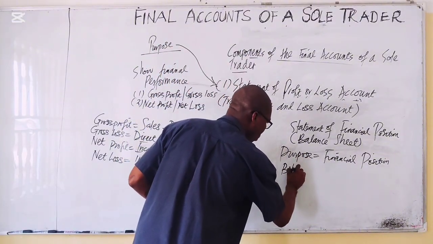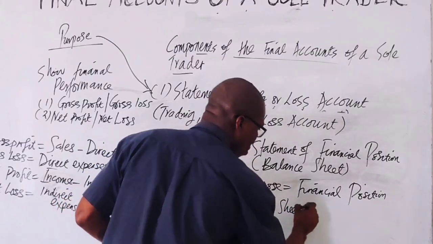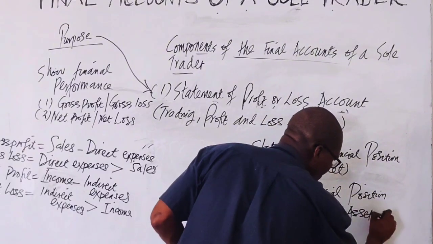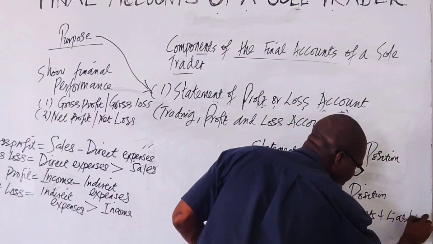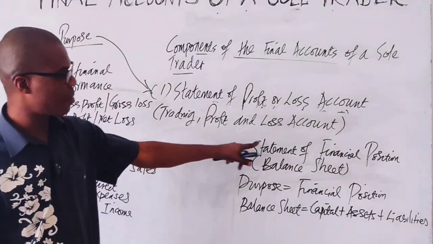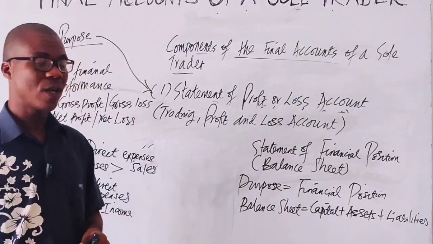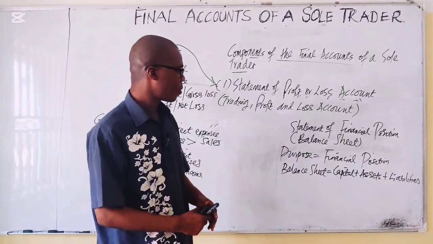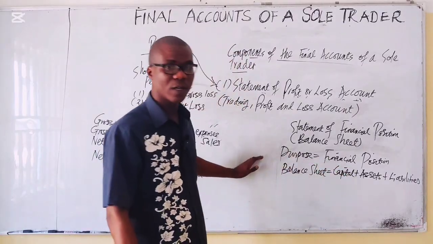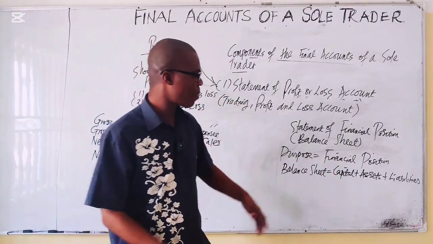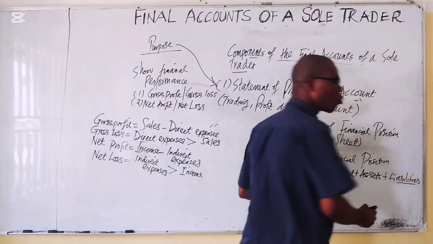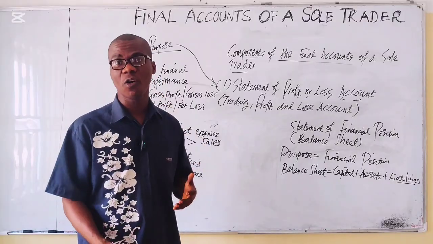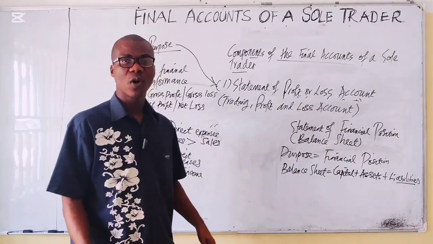The balance sheet is a combination of capital, assets, and liabilities. These are the components of the statement of financial position, also known as the balance sheet. Now, it is not in all cases that the balance sheet will contain liabilities. In fact, we'll delve deeper into this when we start considering a detailed explanation of the statement of financial position.